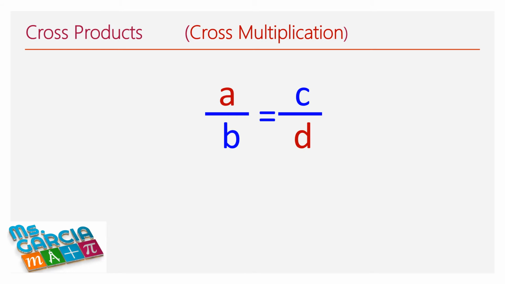To find the cross products of a proportion, we multiply the numerator of one fraction and the denominator of the other fraction. When two ratios are equal, then the cross products of the ratios are equal. In a proportion, if one of the numbers is unknown, we can use cross products to solve for that unknown.